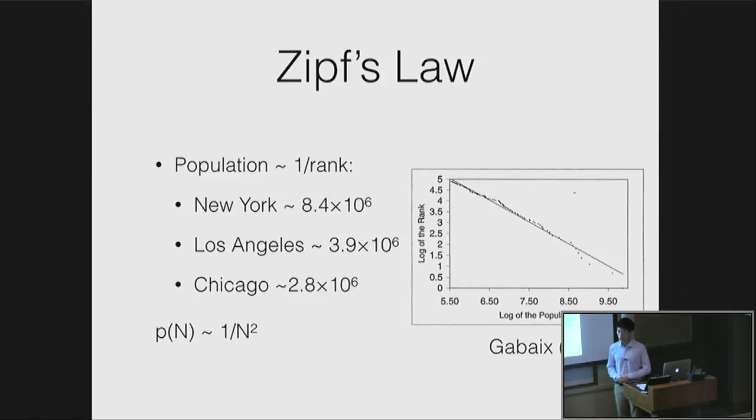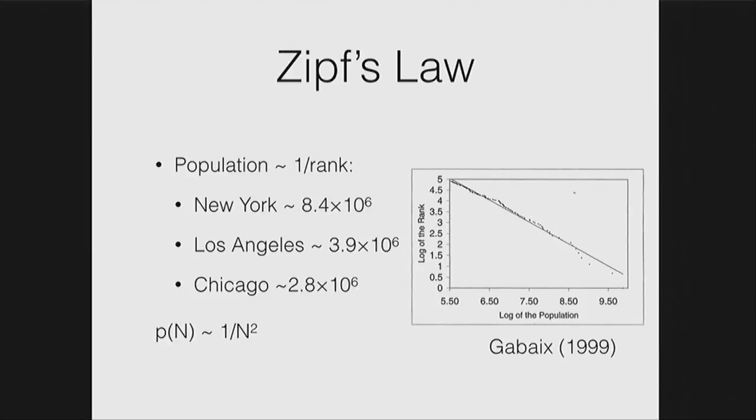I want to introduce you or remind you of two laws that we know about in terms of human population. The first of these laws is a very famous law. It's called Zipf's law. And it's very simple. It just says that for a given country, the population of a city is inversely proportional to its rank. So for example, in the United States, the most populous city is New York, and it has some population. Los Angeles, which is the second most populous city, has roughly half the population of New York. Chicago, which is the third most populous city, has roughly a third of the population of New York, and so forth.